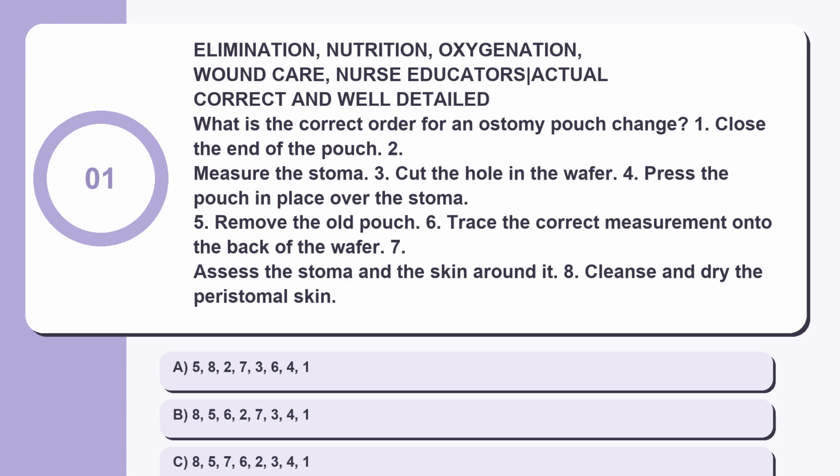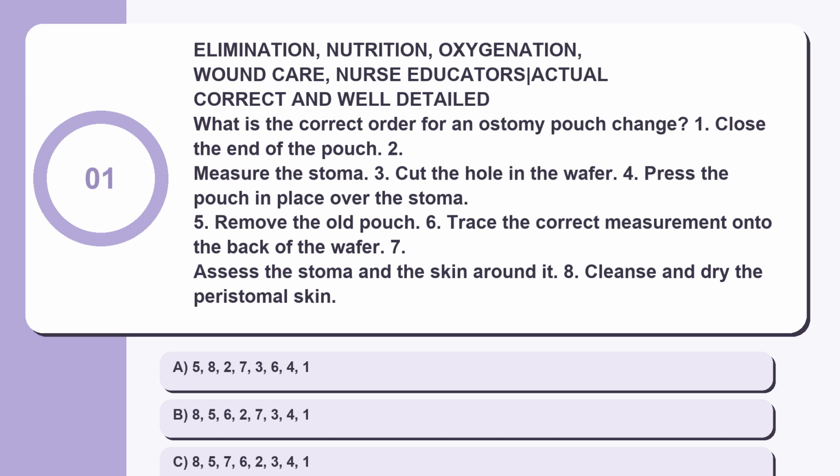5, 8, 2, 7, 3, 6, 4, 1. 8, 5, 6, 2, 7, 3, 4, 1. 8, 5, 7, 6, 2, 3, 4, 1. 5, 8, 7, 2, 6, 3, 4, 1.